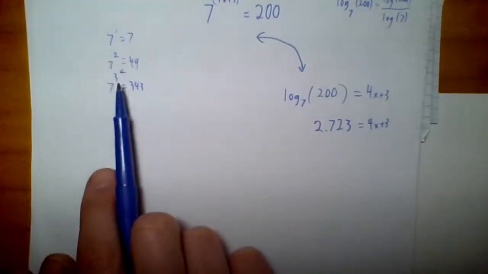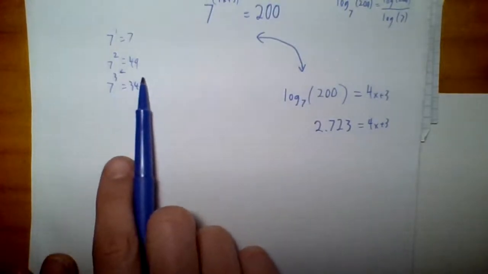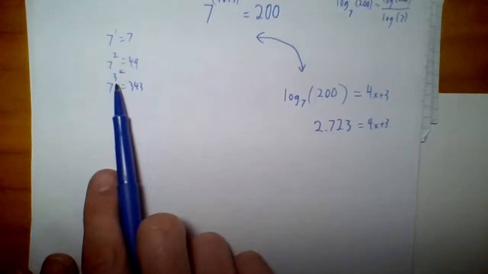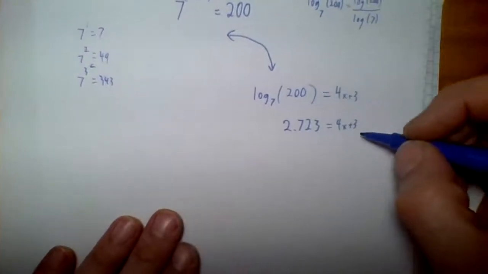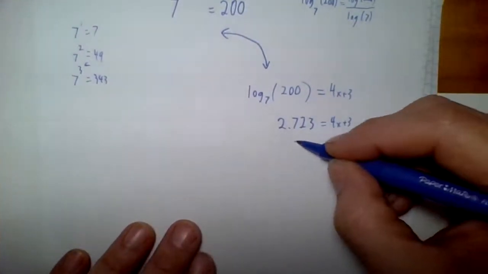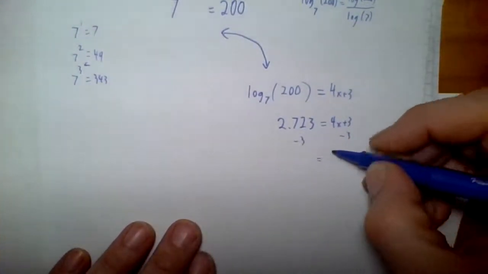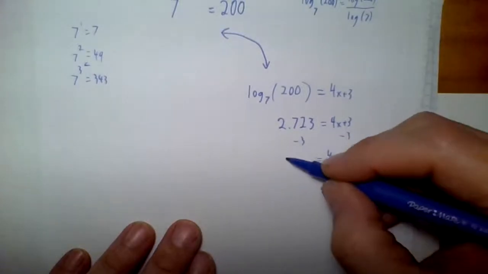Thinking back here, that would have worked to get to 200. It turns out to be between 2 and 3, this nice value between 2 and 3. That's what the exponent would have to be. But now we can solve for x using regular calculations here. So subtract 3 from both sides.